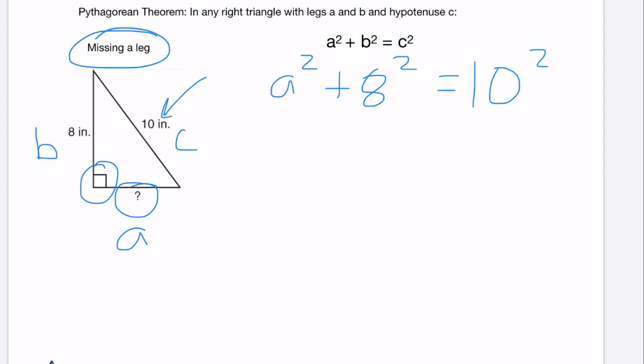So going through this, we simplify the squares. 8 squared is 64.